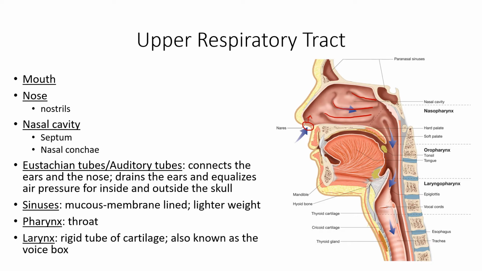we have the eustachian tube or auditory tubes, which are going to be right there. They're going to connect the ears and nose. This allows for drainage from the ears to drain into the throat. It allows for equalizing air pressure for the inside and outside of the skull.